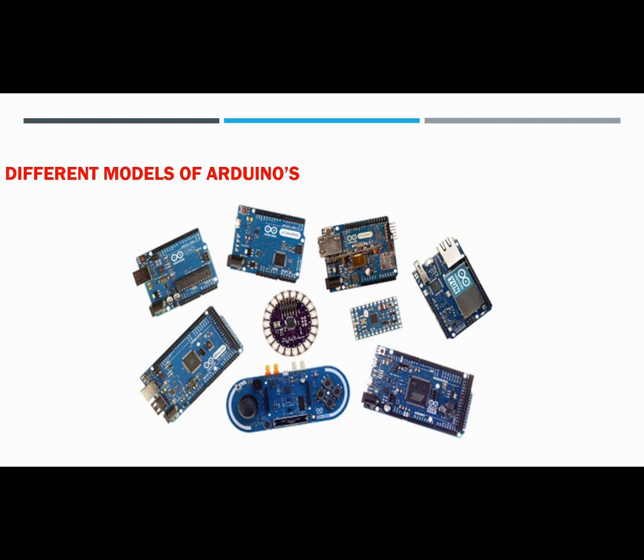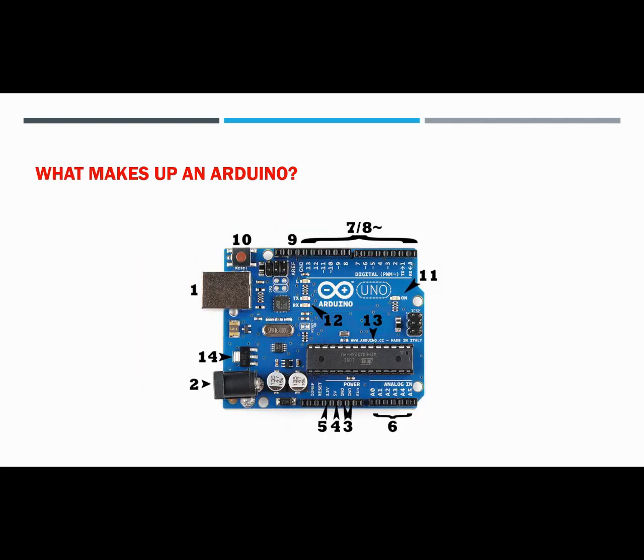There are different models of Arduino. The most popular one is the Arduino Uno. What makes up an Arduino? Power. Every Arduino board needs a way to be connected to a power source. The Arduino Uno can be powered from a USB cable coming from your computer or a wall power supply that is terminated in a barrel jack. In the picture shown, the USB connection is labeled 1 and the barrel jack is labeled 2. The USB connection is also how you will load code onto your Arduino board.